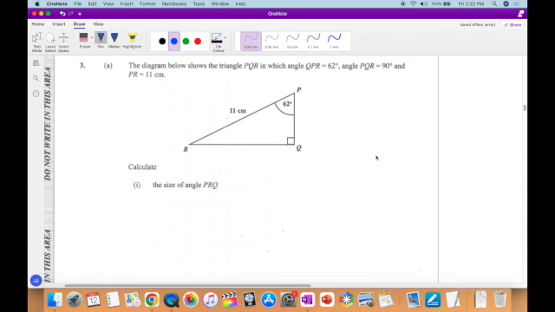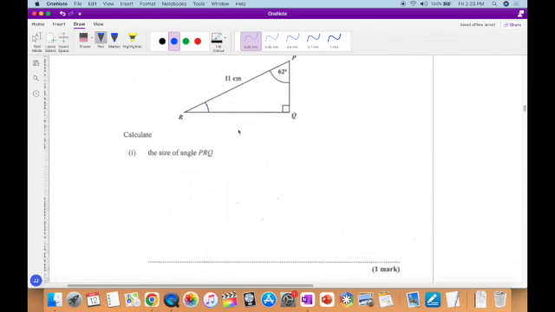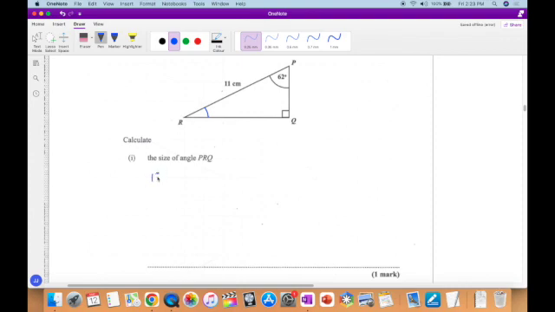The diagram below shows the triangle PQR, in which angle QPR is 62 degrees, angle PQR is 90 degrees, and PR is 11 centimeters. The size of angle PRQ, the size of this angle, well, angles in a triangle add up to 180 degrees, right? So I have the 180 degrees minus the 62 plus 90, and that will give me PRQ. So therefore PRQ is going to be equal to about 28 degrees.